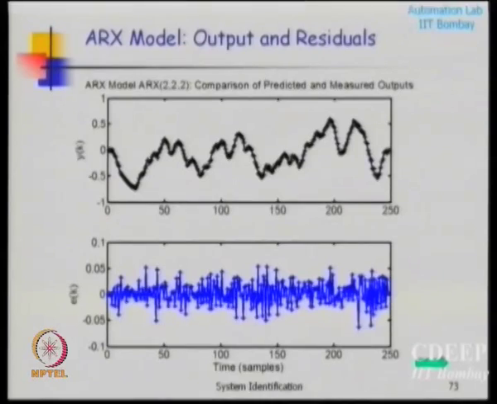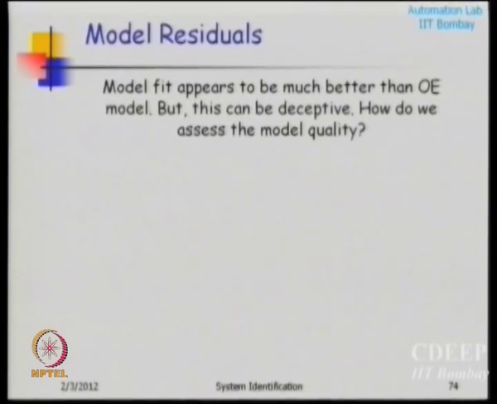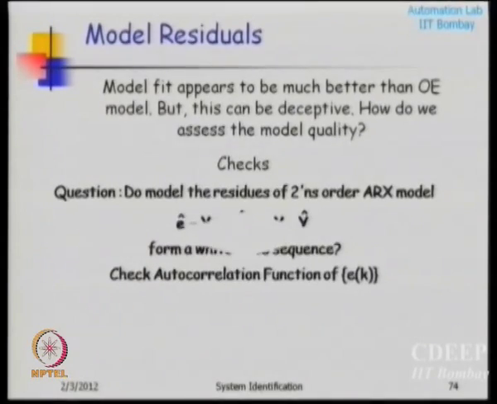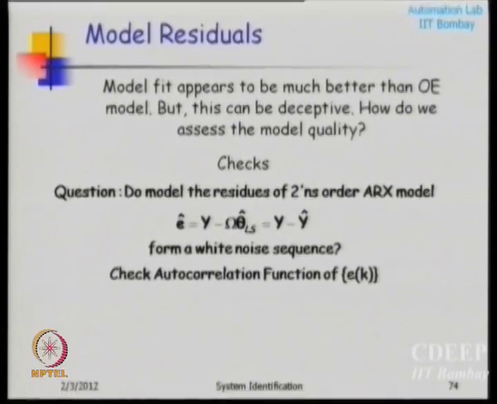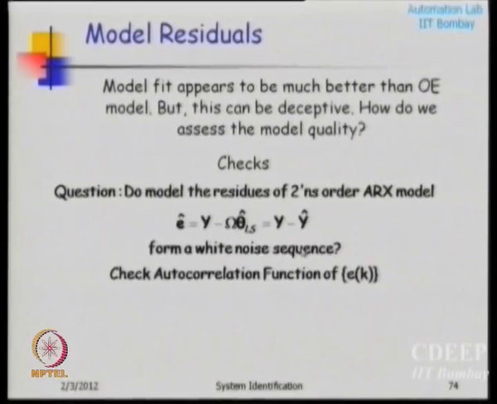Now the question is, is this a white noise? Visually it looks like a white noise. Unfortunately, it is not a white noise. So my model residuals are not white. If you just look at the two diagrams, it's better than the OE model. It has closed that small gap which existed. So the first check is to find out the residuals. Residuals are Y measured minus omega matrix times the estimate, which is the same as Y minus Y hat. What is Y hat? Y estimated.